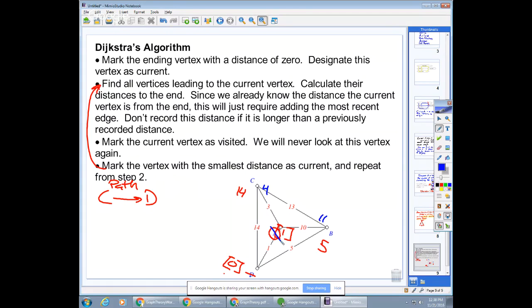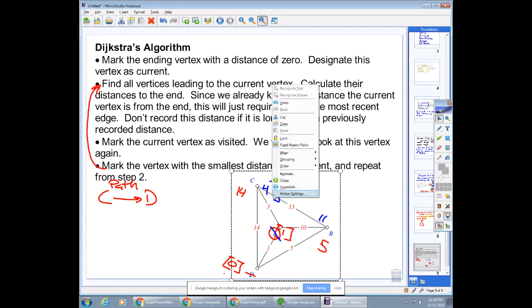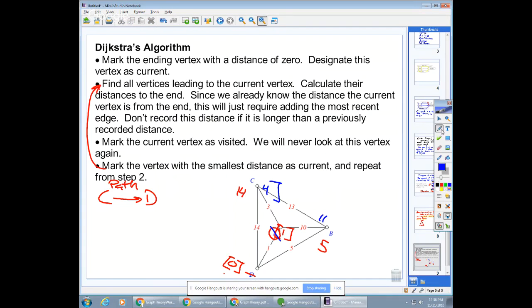What's the smallest distance here? I have a 14, a 4, 11, or a 5. A 4, yeah, so this is the smallest distance. Now, oops, we stop when we get to the vertex we want. Do we have the vertex we want? Yes. Yeah, so we just found the shortest path to get there.